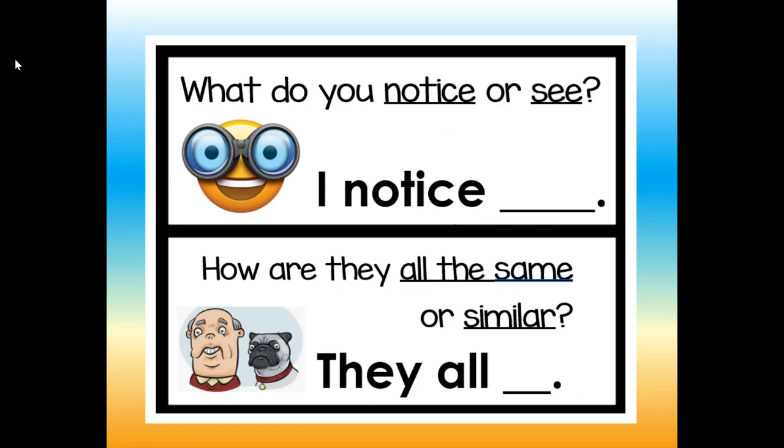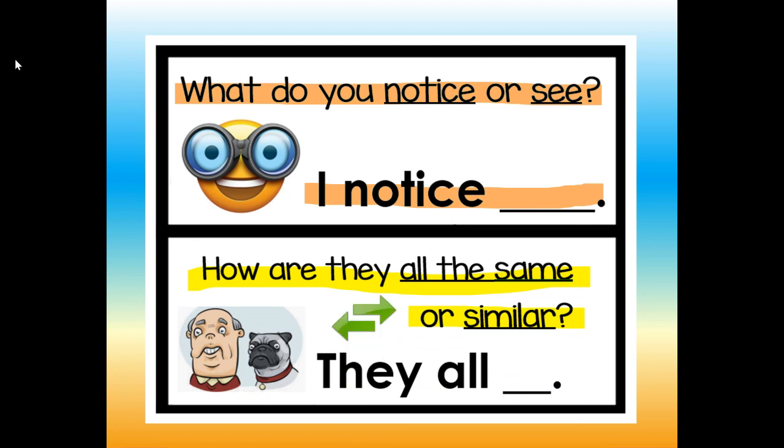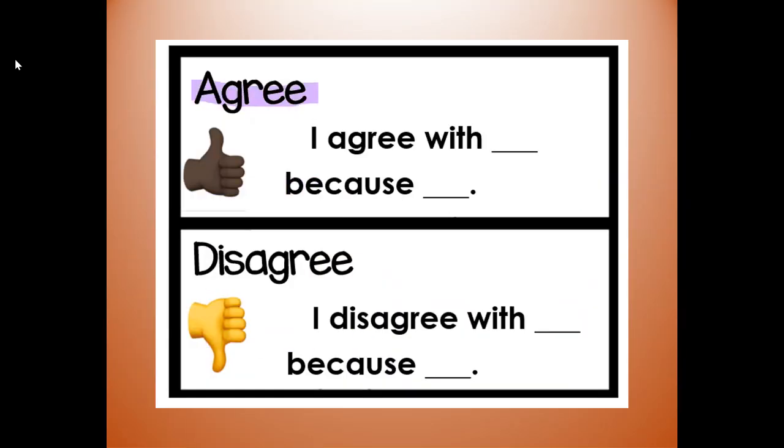For each group of pictures, I'm going to ask you, what do you notice or see? And you're going to say, I notice, and tell me what you notice. And I'm also going to ask, how are they all the same or similar? And you'll say they all, and tell me how they're the same or similar. You may agree with me or your partner, and you can say, I agree with you because, and tell me why. Or disagree. I disagree with you because, and tell them why.